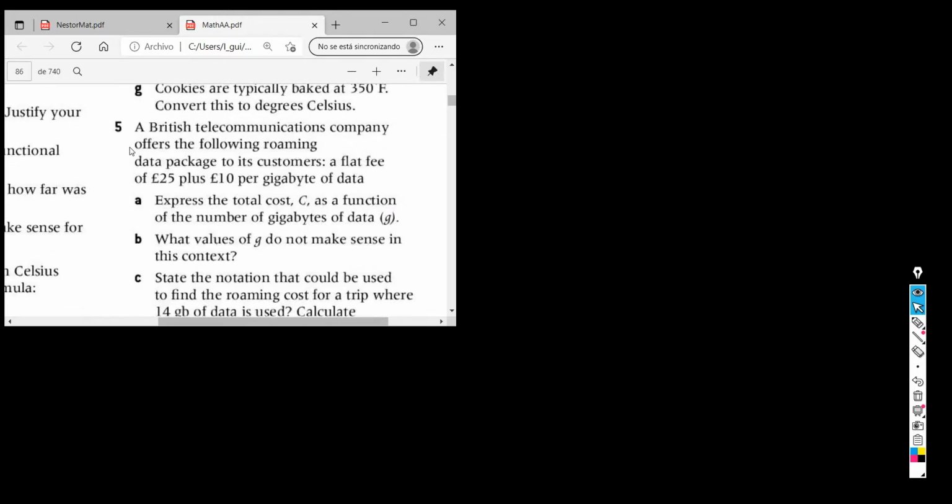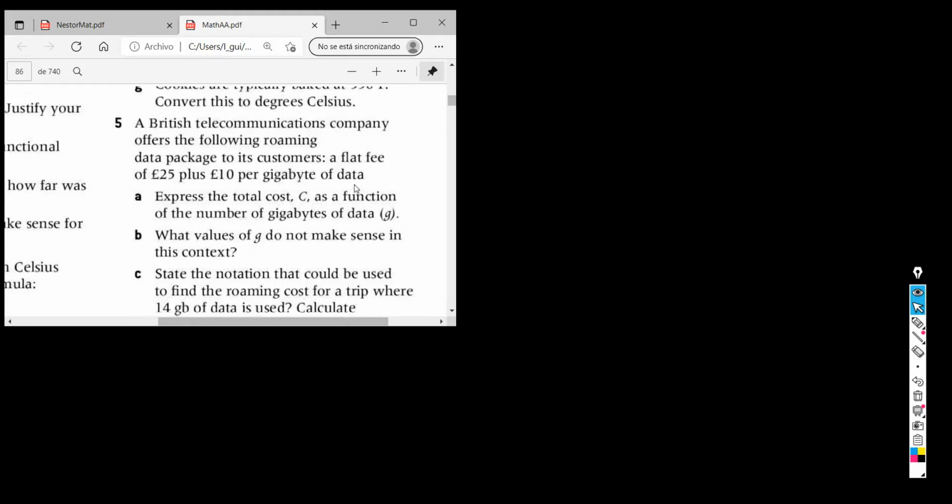Okay, problem number 5, same section 2B. We have an internet company, and they offer a roaming data package to customers: a flat fee of 25 pounds plus 10 pounds per gigabyte of data. I think this is the one for pounds, right? I hope I'm not making a big mistake. All right, so letter A: express the total cost.